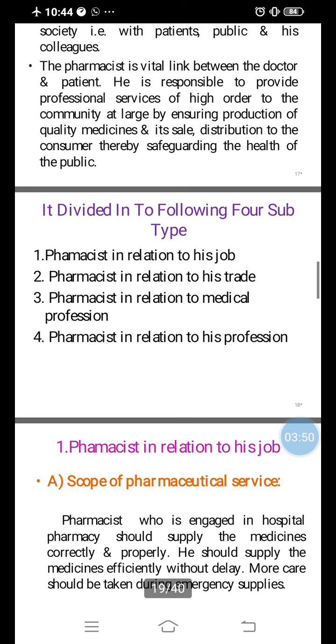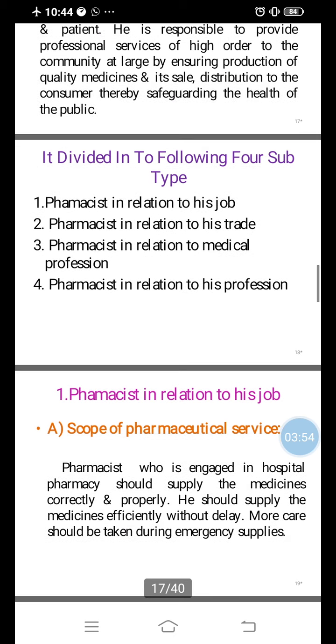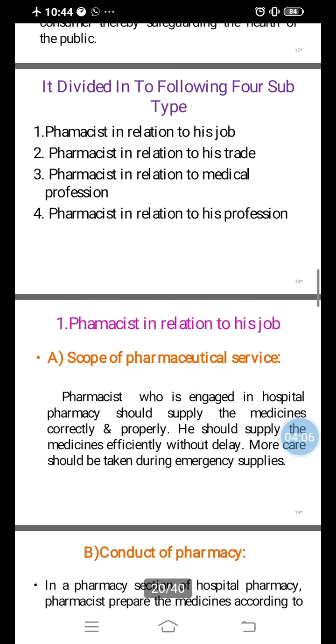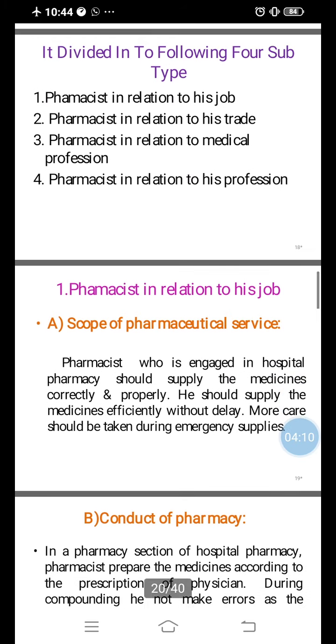Now it is divided into the following four subtypes. First, pharmacist in relation to his job; second, pharmacist in relation to his trade; third, pharmacist in relation to medical profession; fourth, pharmacist in relation to his profession. So we will discuss them one by one in detail.